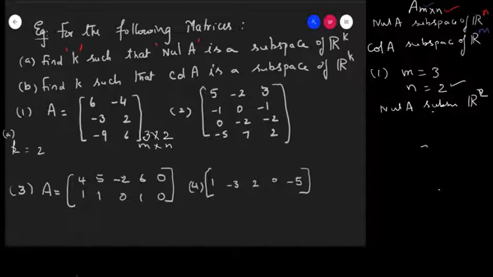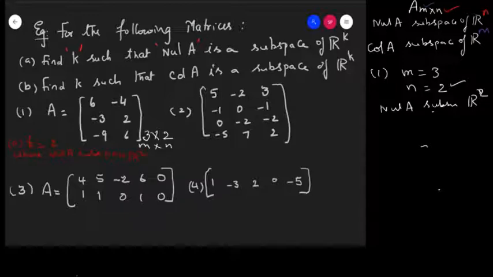Let me write with another color. k is equal to 2. So for A bit, k is equal to 2, where null A is a subspace of R2.